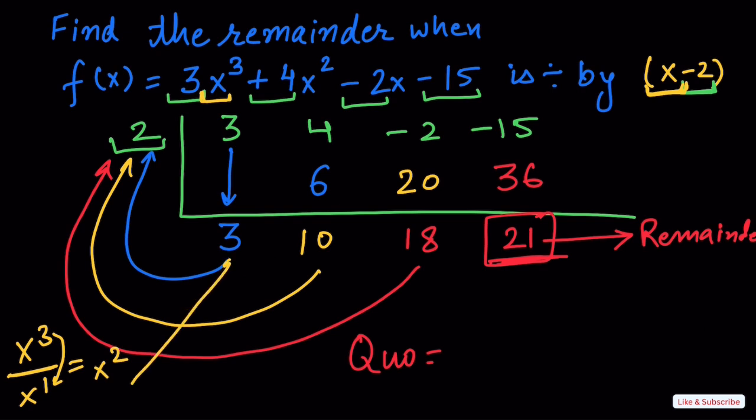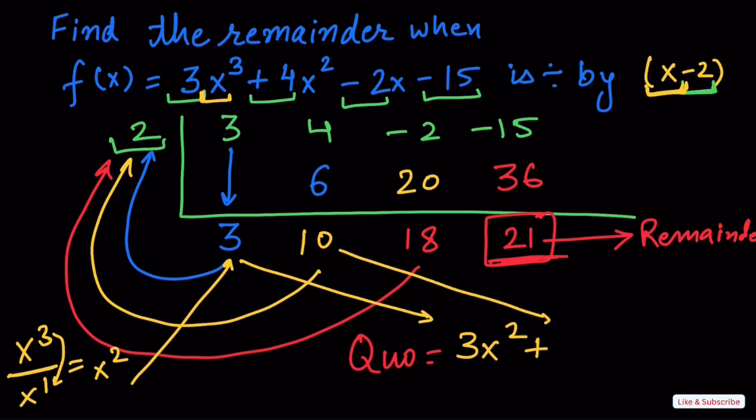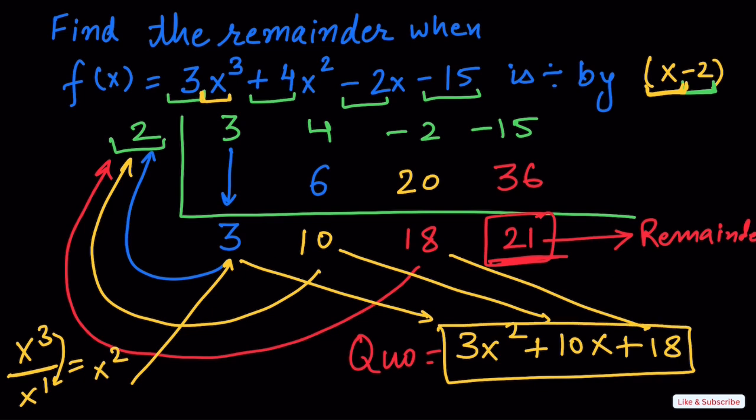That goes along with the first number over here. That gives me 3x squared. The next number, 1 less power than the last one. That gives me 10x. And the next is the constant term, that is 18. So that is your quotient in this case.